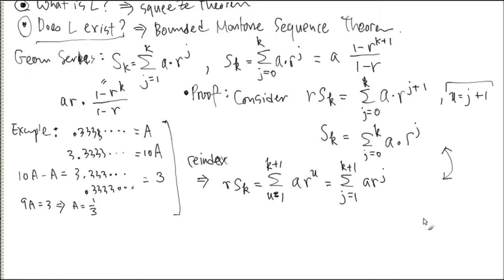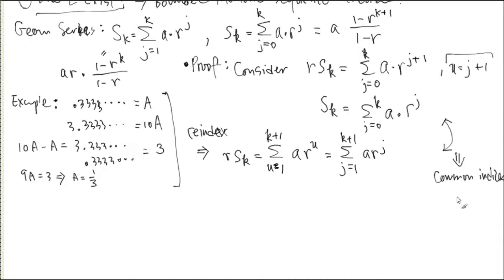Now you compare this one with this, r times sk. What did we do after we make this inside exactly the same? We looked at common indices, right? So by looking at that, figure out common indices. So j, both are j. This one is going from 0 to k. This one is going from 1 to k plus 1.